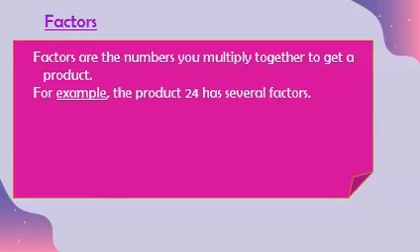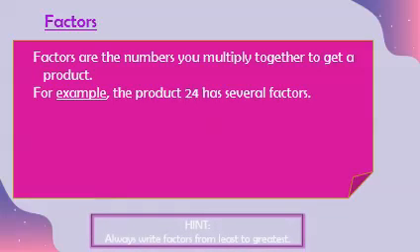So as we said, the factors are the numbers you multiply together to get a product. For example, the product 24. So when you say 24, it has several factors, because some of you would tell me that 3 times 8 is 24. Some of you would tell me that 6 times 4 is 24. So 24 has several factors. Let us see what they are.